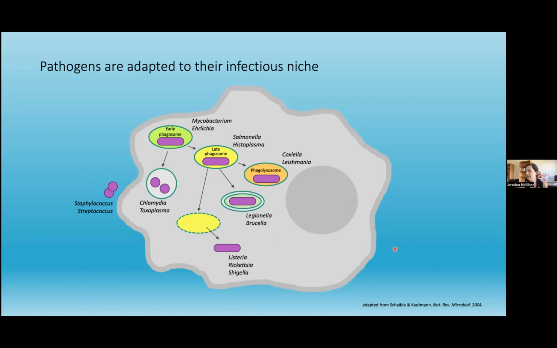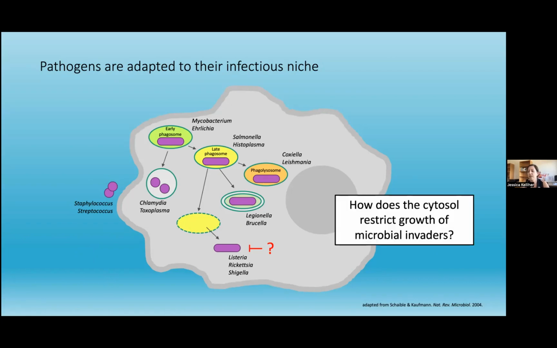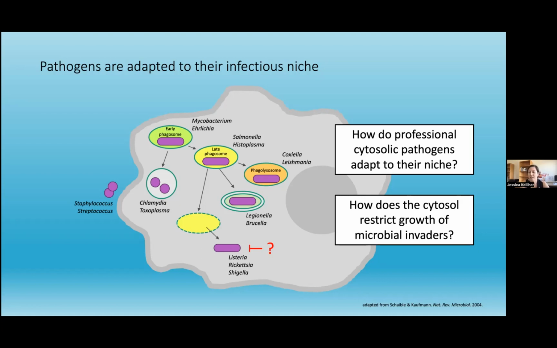So in the case of bacterial pathogens that infect the cytosol, we actually have a less clear understanding of the host defenses that are present in this niche. But we do know that the cytosol is restrictive because bacteria that are not adapted to this environment are killed. And so one of my major research interests is in understanding how the cytosol can restrict the growth of non-adapted invaders. And because I'm really a bacterial physiologist at heart, I'm also equally interested in understanding how professional cytosolic pathogens are able to adapt to this niche.